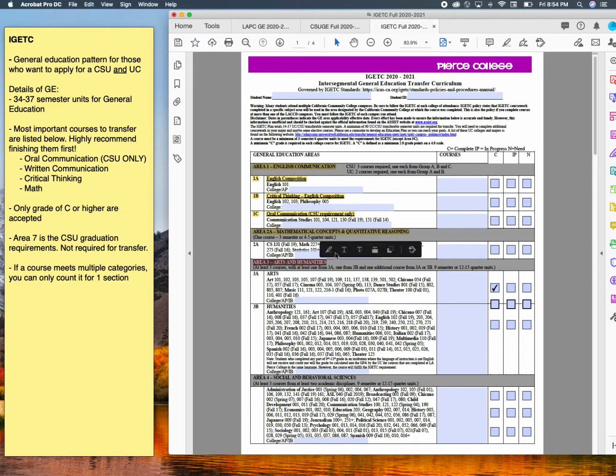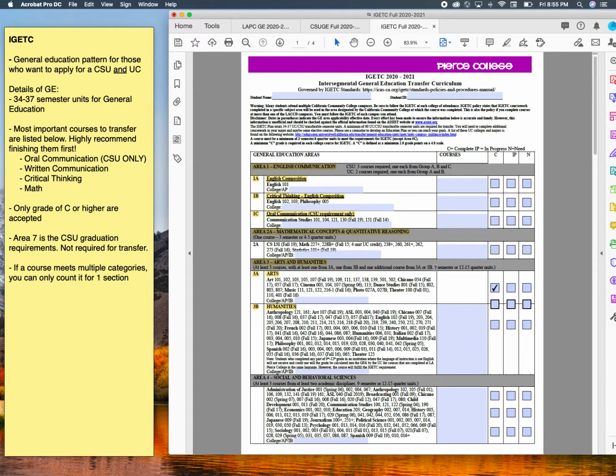Area 3 is the arts and humanities. You have to have at least 3 courses, okay? One from area 3A, right here, and then one from 3B, okay, that's the humanities. So you have to have one from the arts, one from the humanities, and then one additional course from 3A or 3B. Okay, so this last class right here could be from the arts or humanities. You get to decide. So really students can have 2 classes in arts and then 1 in humanities, or 2 in humanities and then 1 in the arts.